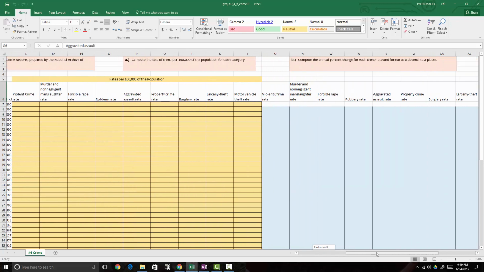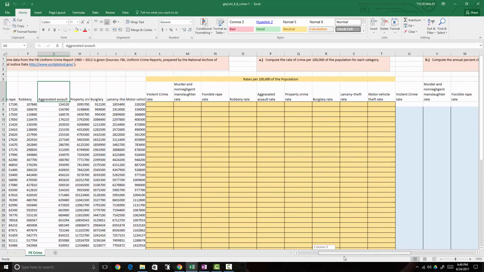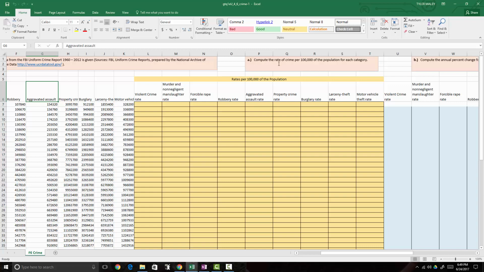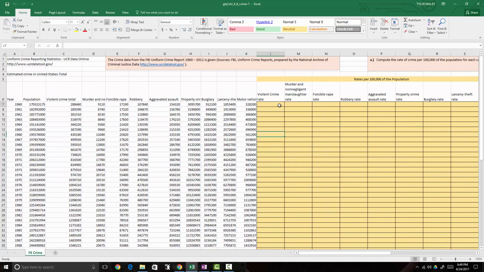So we can look over to the right, and you can see there are some things we're going to fill in. If we look at part A, it says compute the rate of crime per 100,000 of the population for each category. Finding rates per 100,000 is pretty common, pretty popular. Before, we looked at finding birth rate in one of the worksheets. We calculate that out of 100,000. That's a pretty common scaling factor for talking about things like crime rates.